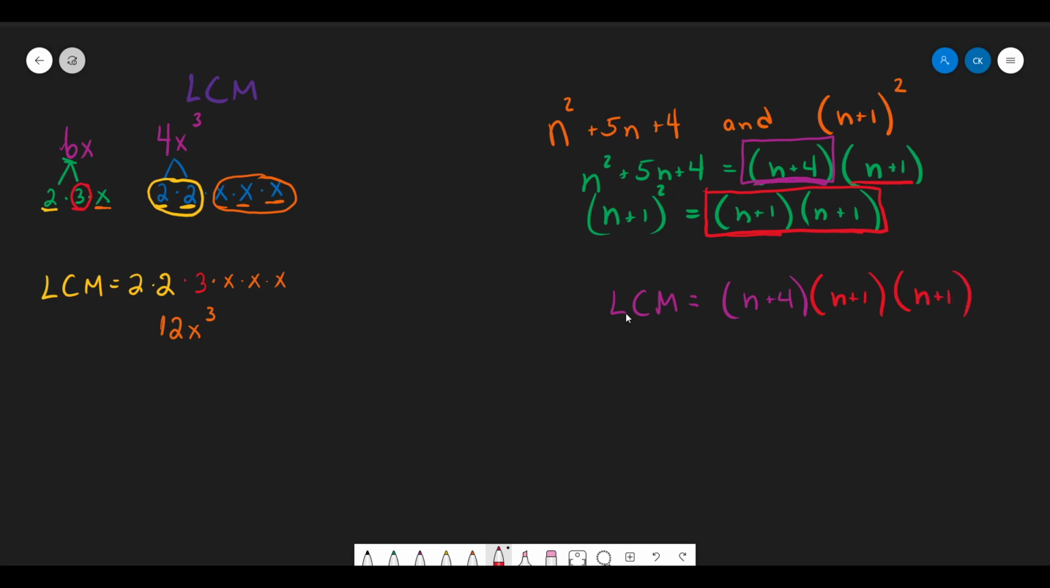So that would mean that the LCM between these two polynomials will be n plus 4, n plus 1, n plus 1. Or you could always rewrite this as n plus 1 squared, n plus 4. It really doesn't matter which way you write it. Both of them are exactly the same.